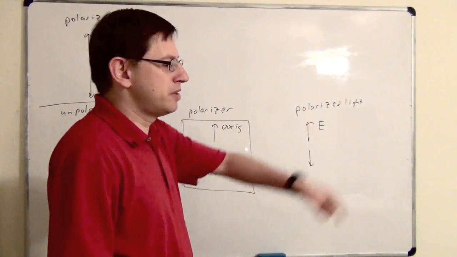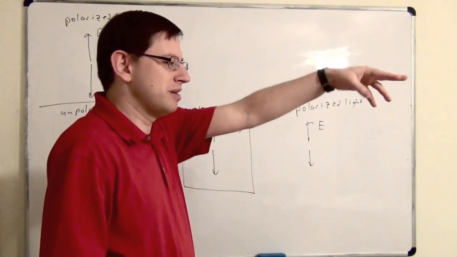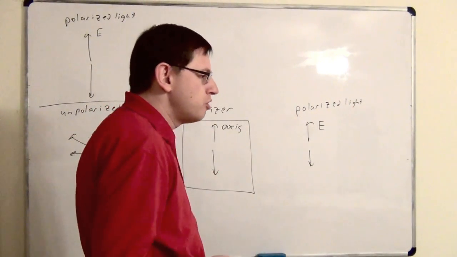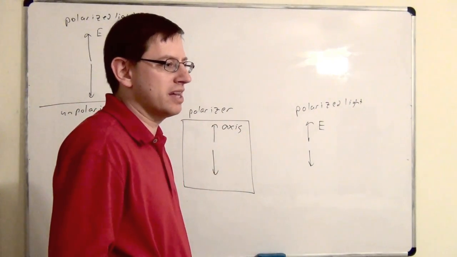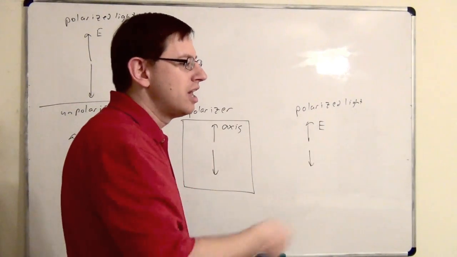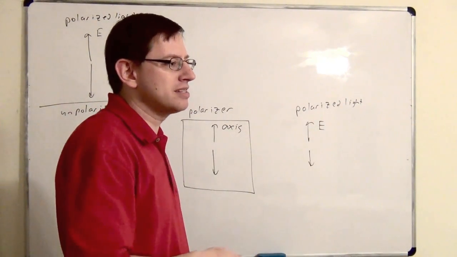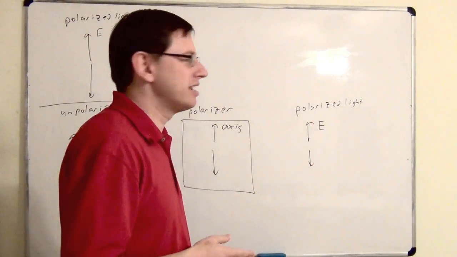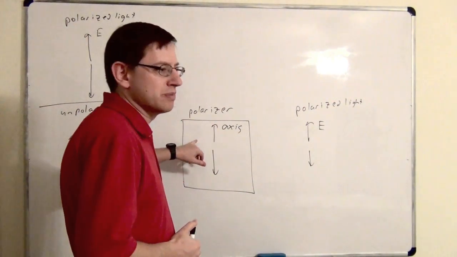But then, let's say that I put a picket fence between me and the wall, and I thread the rope between the slats of the picket fence. Notice I could still be shaking my hand in all kinds of different directions, but once the rope goes through the picket fence, it's only going to be oscillating up, down, right? So the picket fence is like an analogy for what the polarizer does.